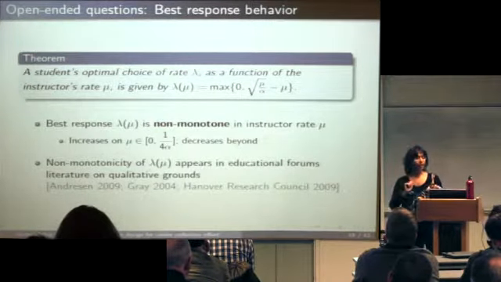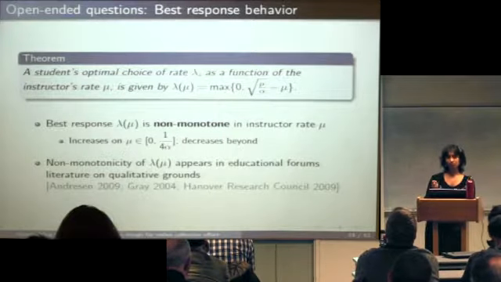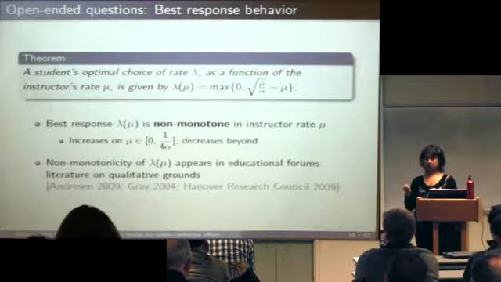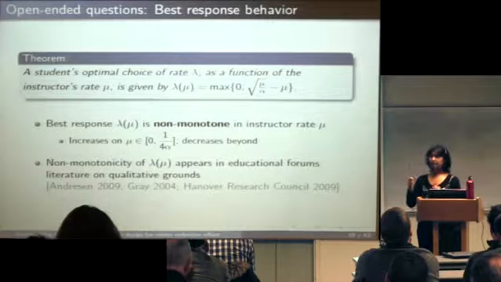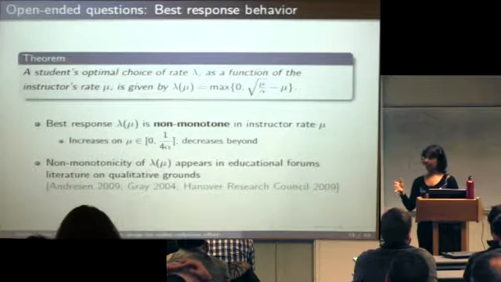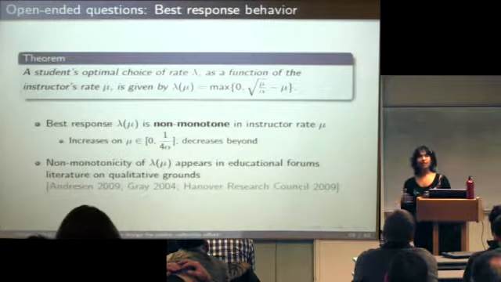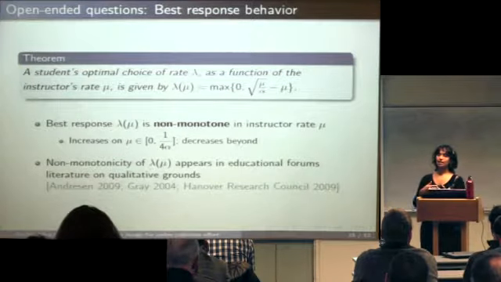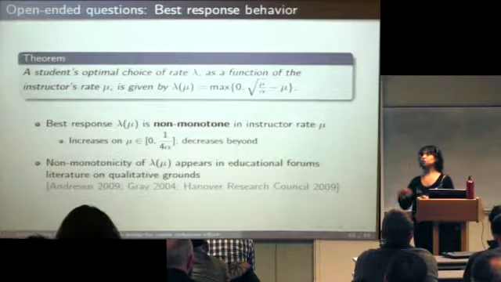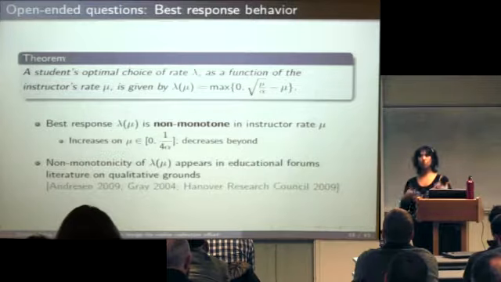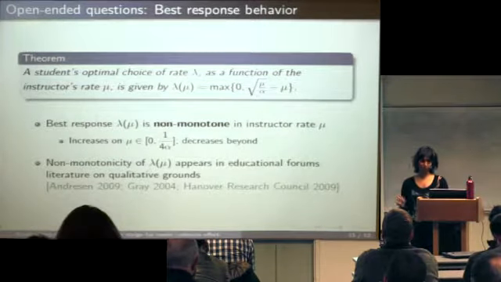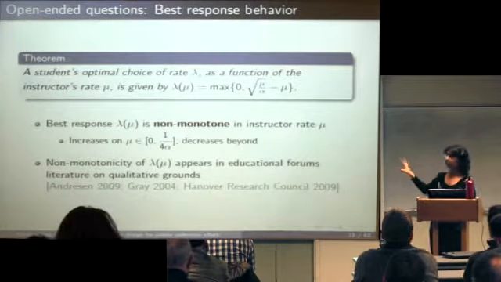Okay? So it's interesting that this non-monotonicity of the student's best response has actually been observed in the educational literature in qualitative terms. And the literature essentially says that, look, you want to go fast, but you don't want to go too fast. You want to motivate the students, but you don't want to make them drop out. Okay? So it's interesting. Yes, a question.